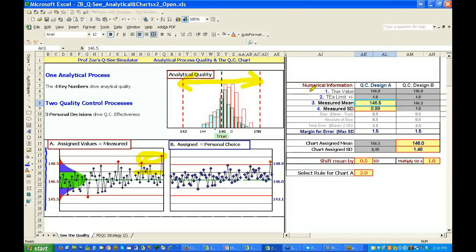To decide that, you need 4 numbers, my true value, my error limit, because if it's not within the error limit of the true value, it's not acceptable. You need to know where you are, so it's where I am, where I want to be.